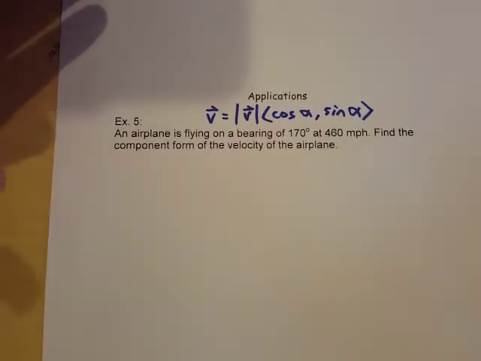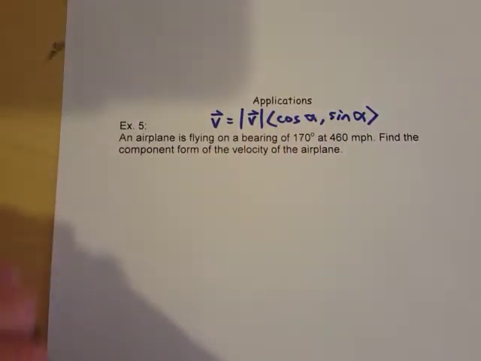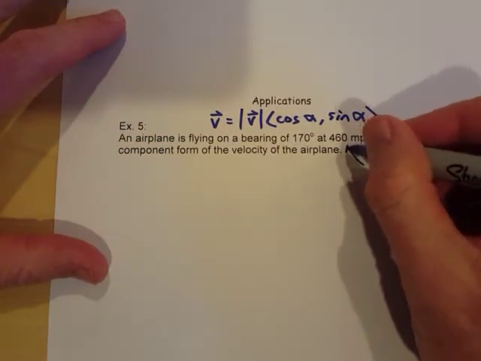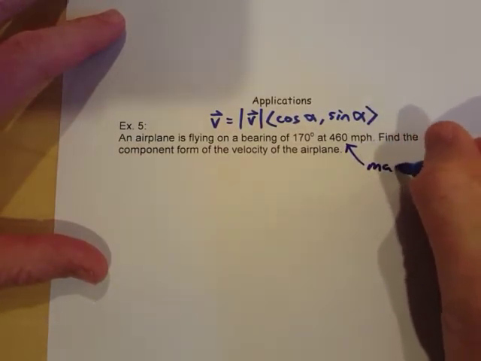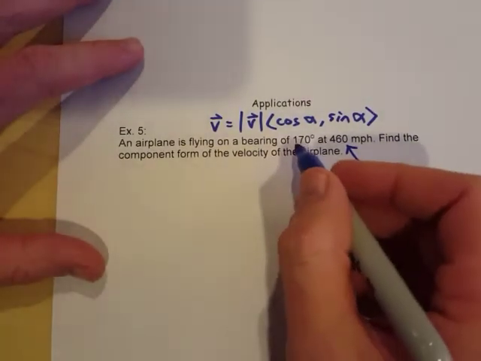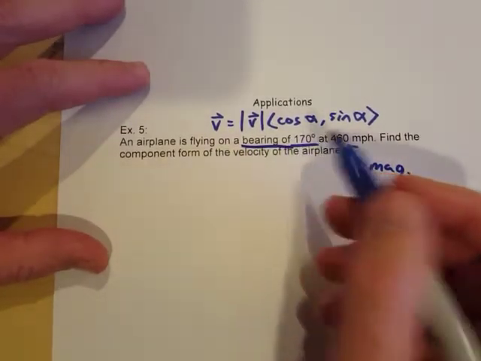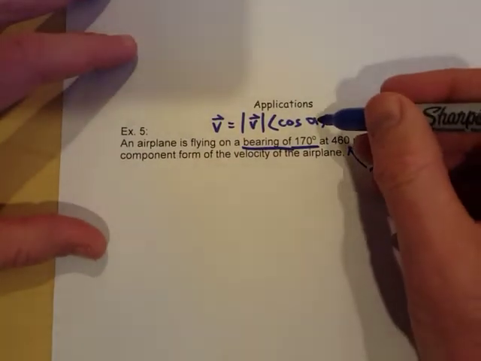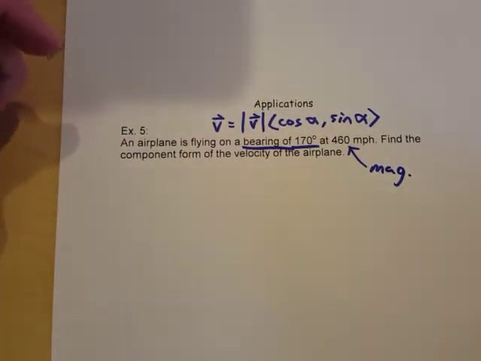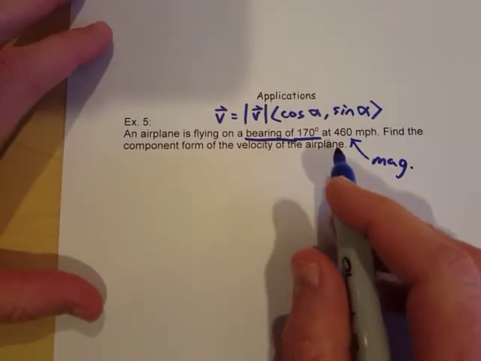Now, a couple of things that we need, as usual for this formula, we need magnitude and we need a direction angle. Magnitude's pretty straightforward. That is just going to be the speed of the airplane. And the direction angle is somehow related to this 170, but remember that when we're talking bearing, it's a little bit different. We need a trig angle for the direction of this vector. So we've got to think about how to convert bearing to a regular trig angle.